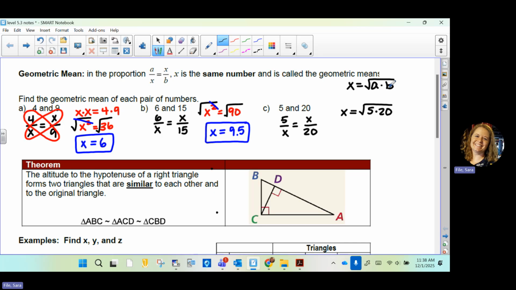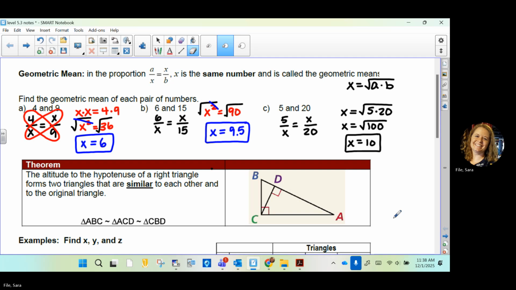What's 5 times 20? 100. And this 100 is a perfect square. The square root of 100, what times itself equals 100? 10. Type it in Desmos if you don't know that. Okay, so you can go straight to this step. If you don't like setting up the proportion and solving, you can just say, okay, x is the square root of that product. So you can just do 5 times 20, take the square root, boom, done.